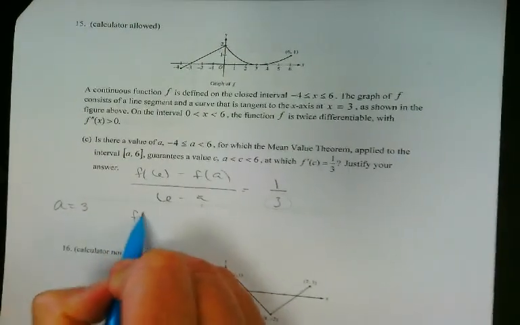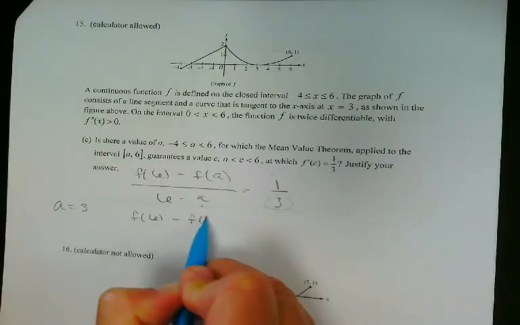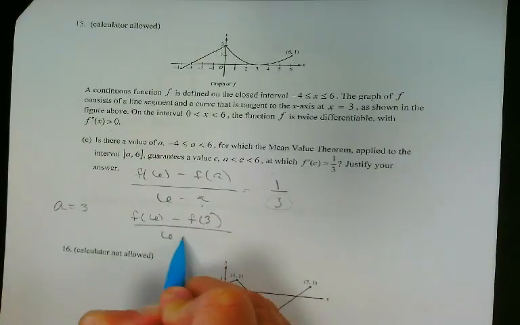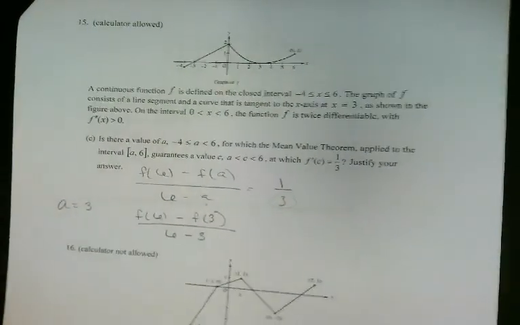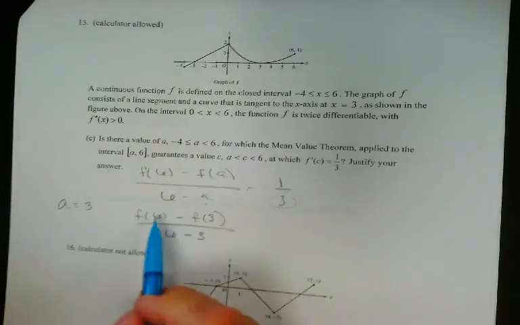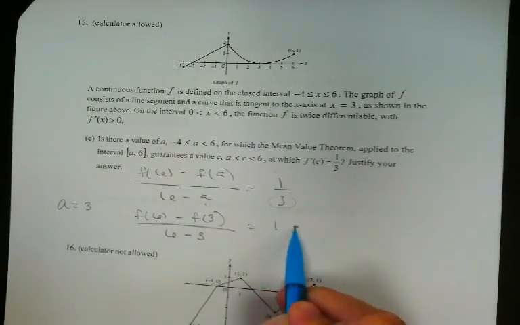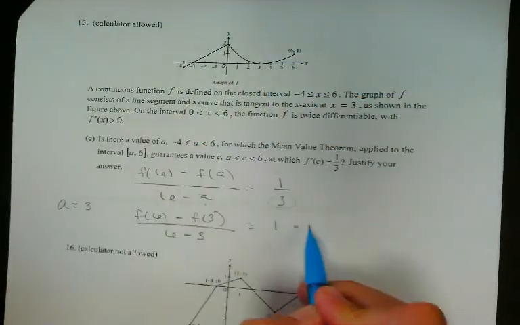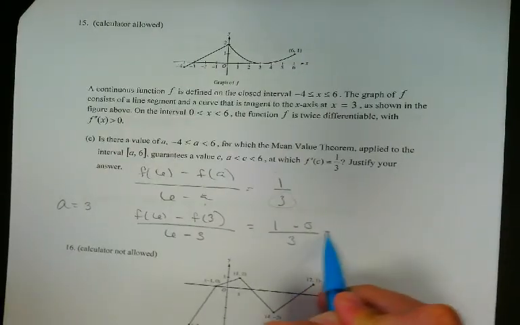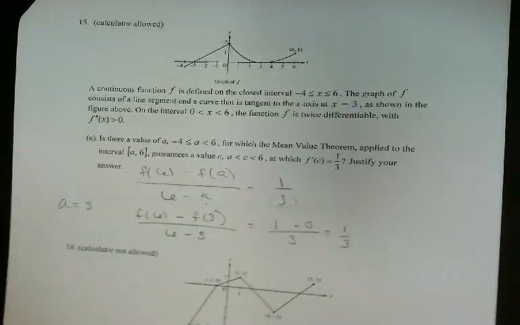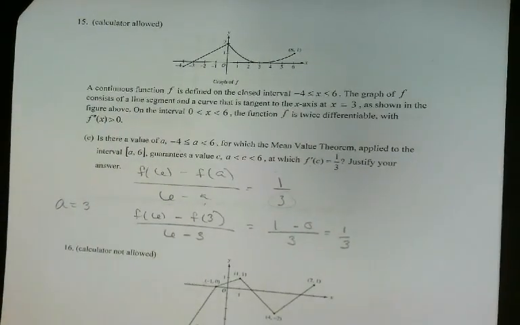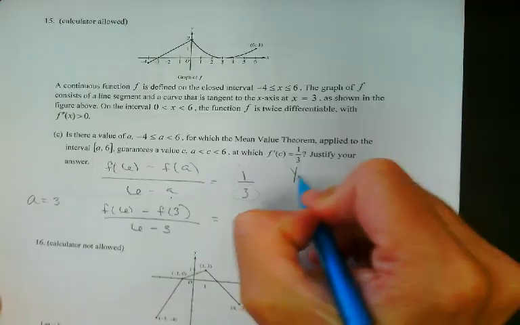So if I have f of 6 minus f of 3 all over 6 minus 3, I know f of 6 is 1, f of 3 is 0, all over 3. I definitely get the 1/3. So again, to justify your answer, you're just going to have to write up the correct reasoning. So I'm going to say yes.